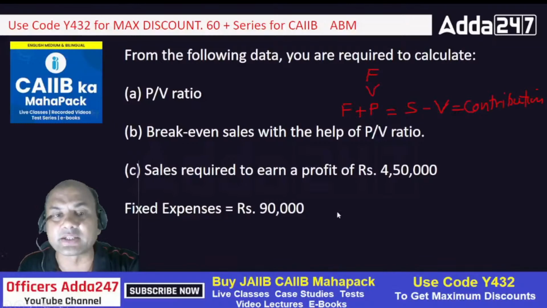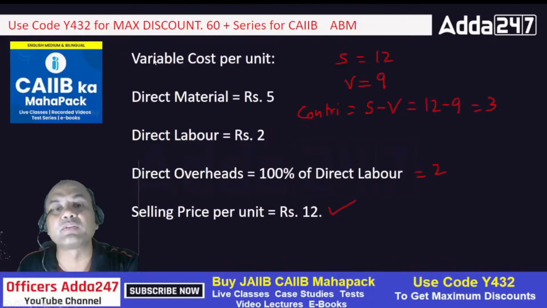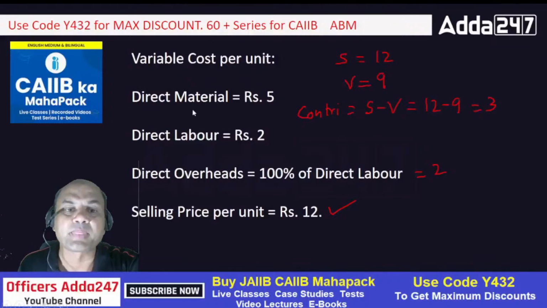Now what all is given? Fixed expenses are given as 90,000. Then you are given variable costs. Direct material is given as ₹5. Direct labor is given as ₹2. Direct overheads are given as 100% of the direct labor. And selling price per unit is ₹12. This much is the data given to you.